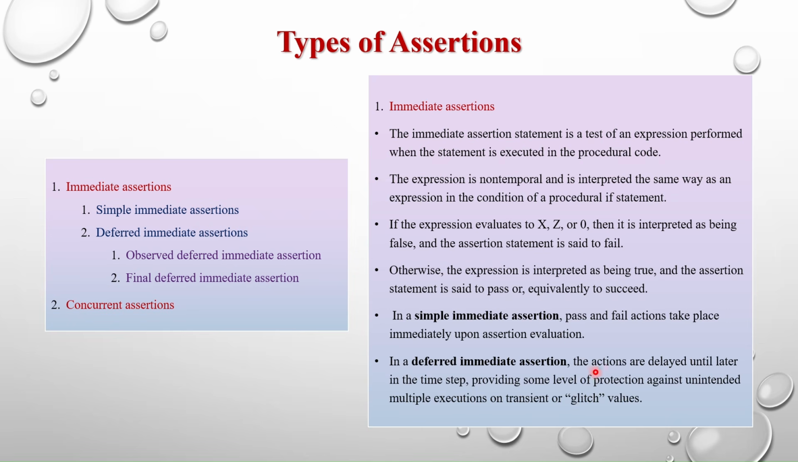But in the deferred immediate assertions, these pass and fail actions will not take place immediately. Okay, so here the assertion statement will be evaluated immediately, but the actions are delayed until later in the time step. At the end of the time step, this pass or fail statement will be reported. By doing that, it provides some level of protection against unintended multiple executions on transient or glitch values. That means this prevents multiple executions due to glitches in the combinational logic. Okay, so this is just a simple difference between simple and deferred immediate assertion.